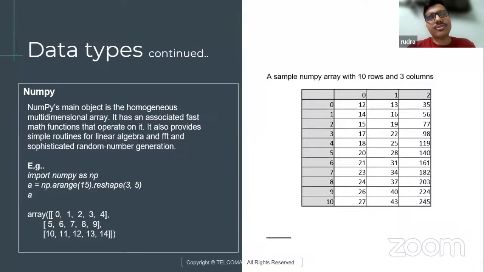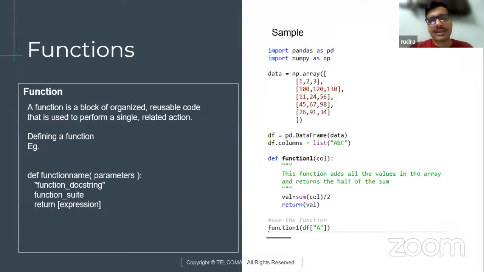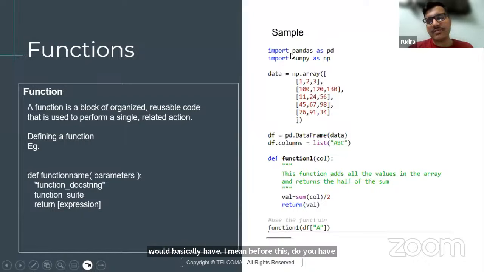So this is a little more theoretical right now, so we'll just go through the practical code once. Before this, do you have any doubts about what an array is and what a pandas data frame is? If you have any doubt, you can just raise your hand and ask me right now.